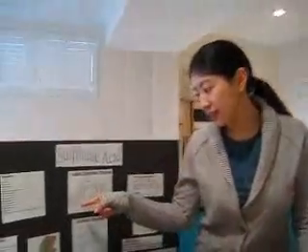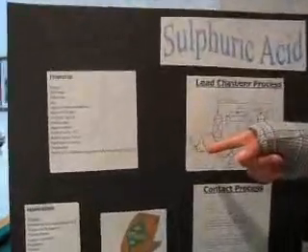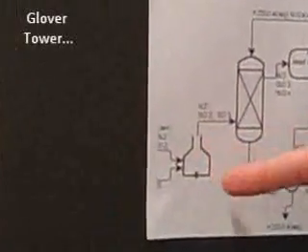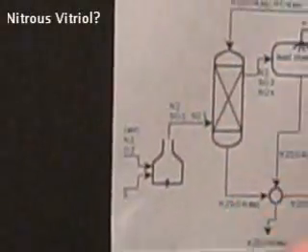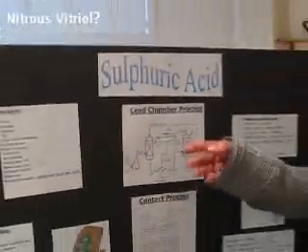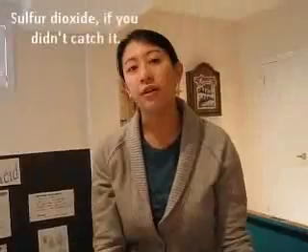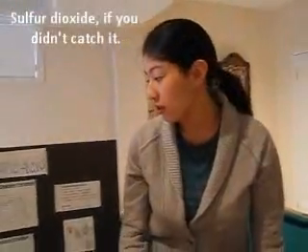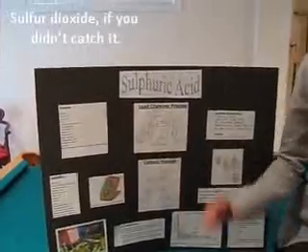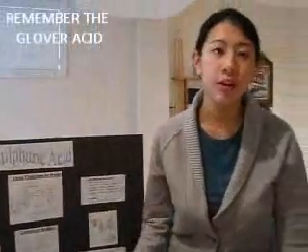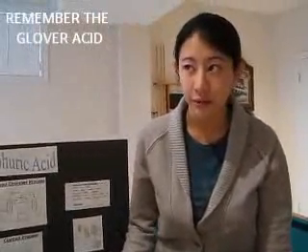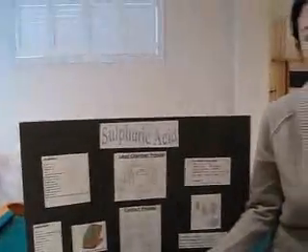First, the sulfur dioxide gas is released into this chamber called a Glover tower, where it is mixed with nitrous vitriol and water. Nitrous vitriol, for those who don't know, is sulfuric acid with nitrogen oxide and nitrogen dioxide mixed into it. Sulfur dioxide is oxidized into sulfur trioxide at this point and then is dissolved into the acid to create what is called Glover acid, which is approximately 78% sulfuric acid, and that's collected at the bottom of that chamber.